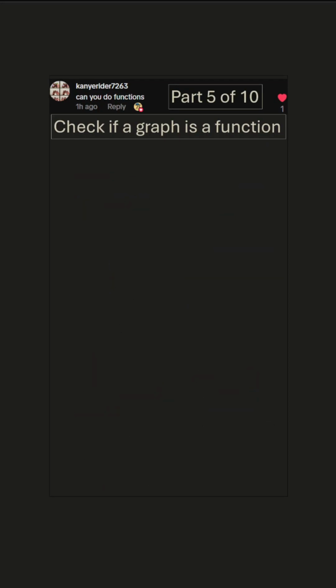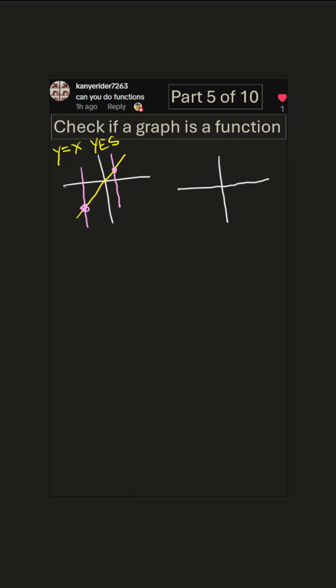If I show you a graph, can you tell me if it's a function or not? Let's find out. Here's the first one. Looks just like that. What do you think? Well, that's the y equals x graph. Is that a function? Yes, and here's why. We can use the vertical line test. Draw a vertical line anywhere on this graph, and we'll see that it will only cross the graph in one place. And that's required for it to be a function. Each input must have exactly one output.